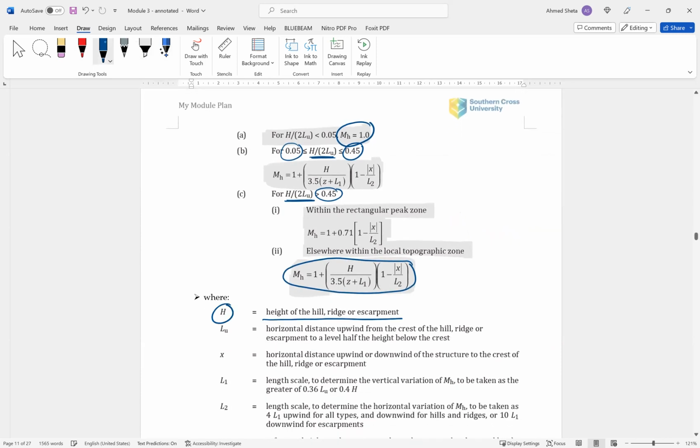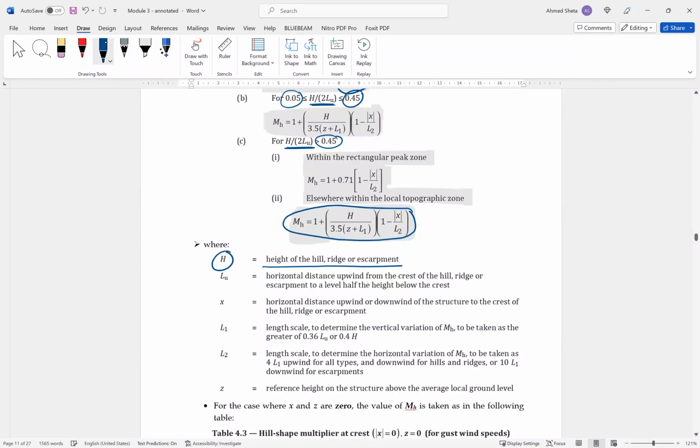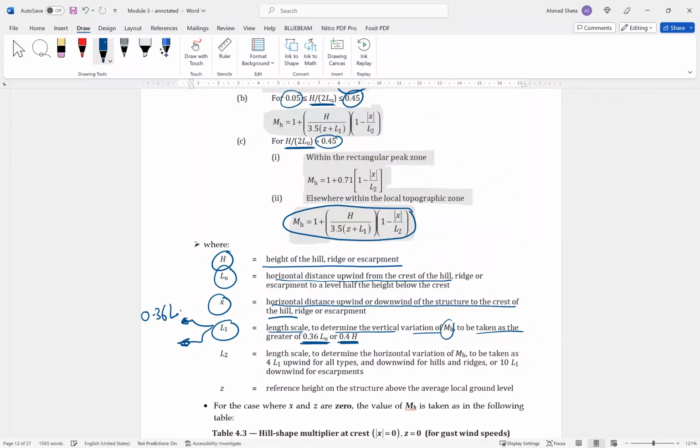where h is the height of the hill, ridge, or escarpment, LU is the horizontal distance upwind from the crest of the hill, x is the horizontal distance upwind or downwind of the structure to the crest of the hill, L1 is the length scale to determine the vertical variation of MH, to be taken as the greater of 0.36 LU or 0.4 H. So this one will be the larger of 0.36 LU and 0.4 H.